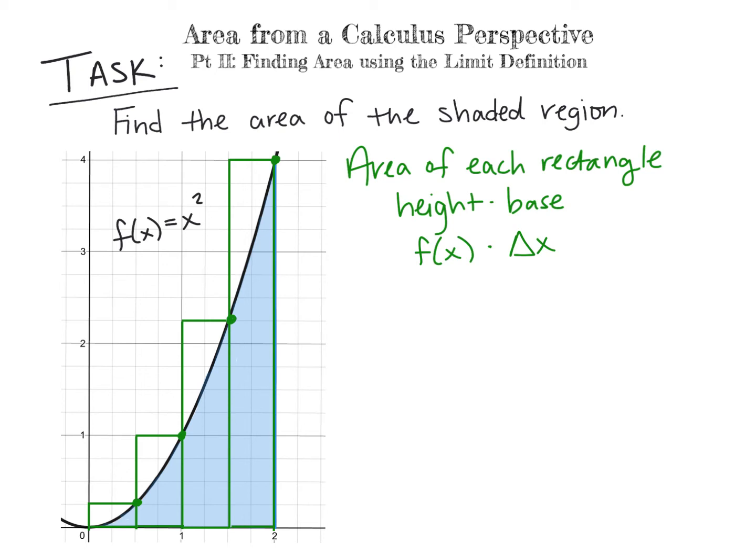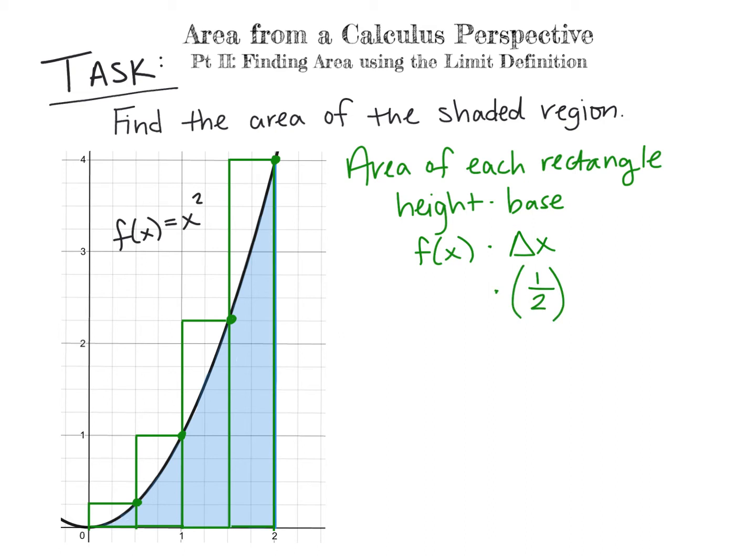Now in this case, because we've created 4 rectangles, each base length, the delta x, is 1/2. That is easily found by just looking at this. However, the way that we can find that is we take our larger x value, in this case 2, minus our smaller x value, in this case 0, and divide by how many rectangles we have. So 2 minus 0, the entire length, is 2, divided by 4, the number of rectangles. So we'll have 2 over 4, which is 1/2.